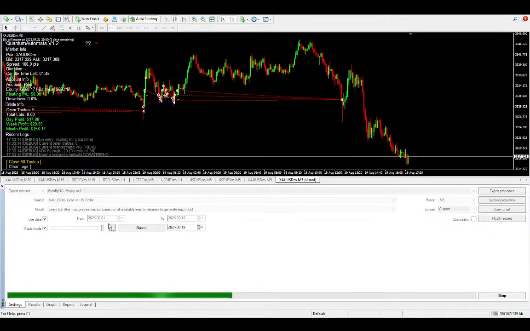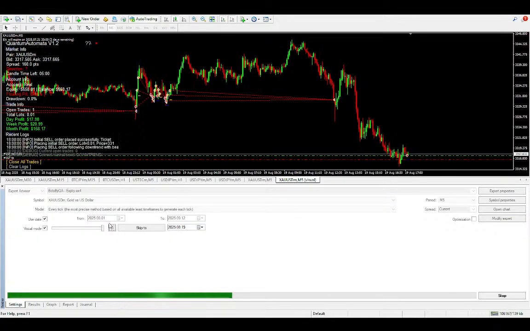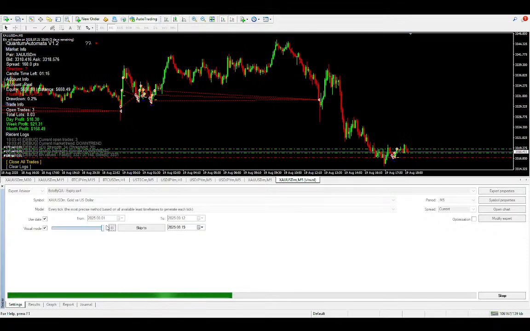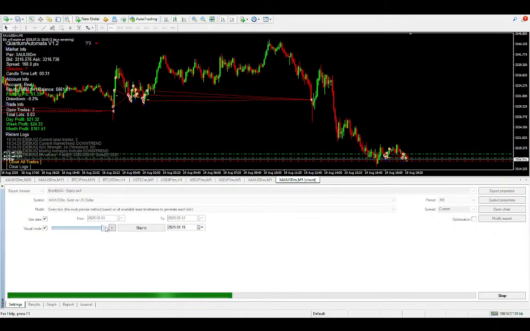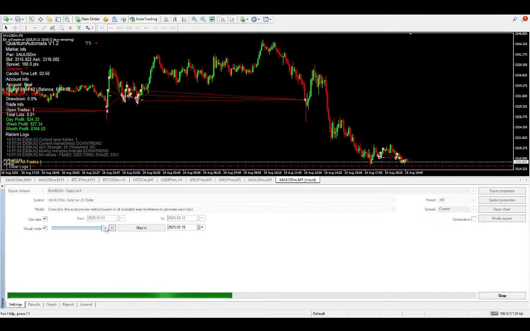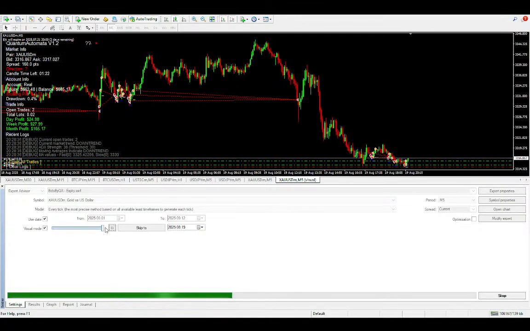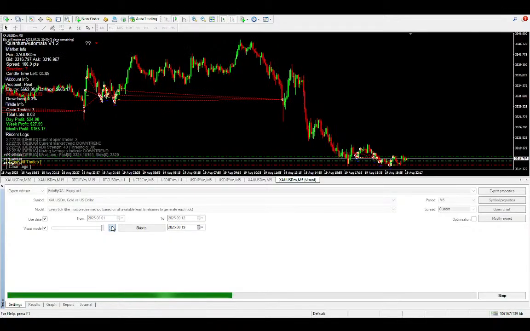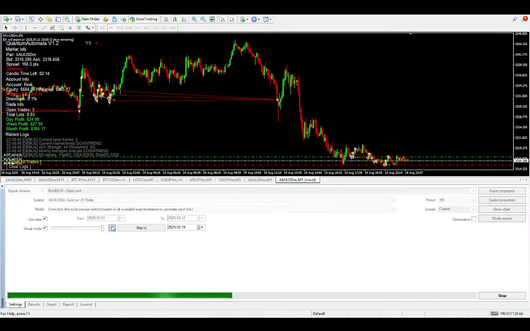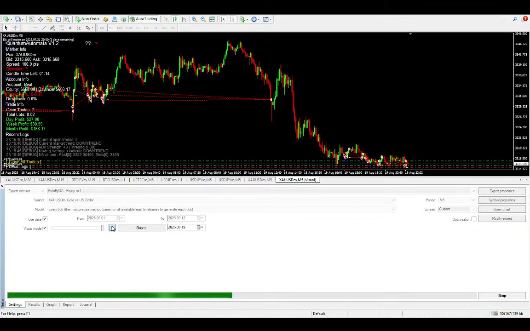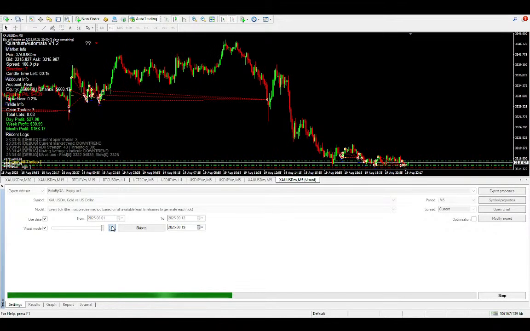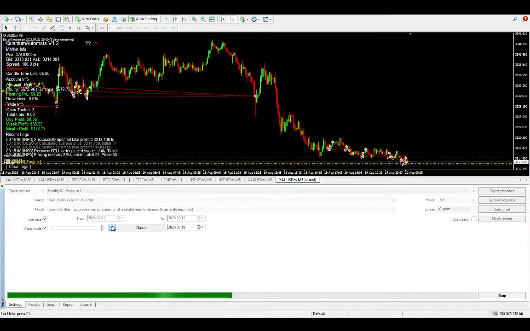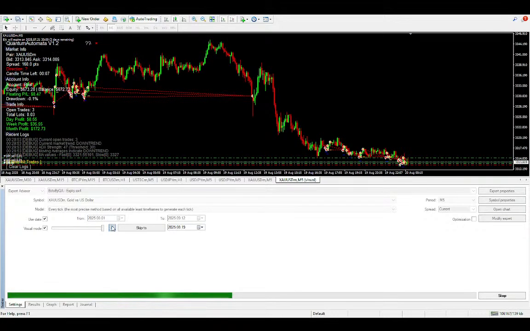Okay, still going. I think this is it. Yeah, not yet. Oh my god. I'm not sure, but I need to know which one of the trade is it. Almost there. Oh, we closed on profit again. Good lord.